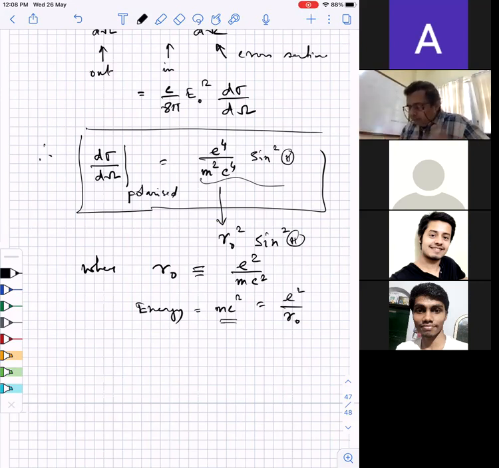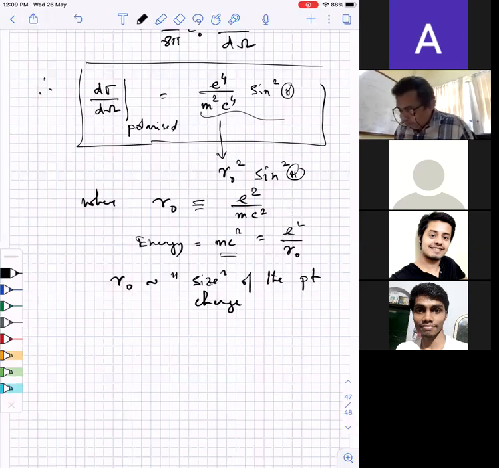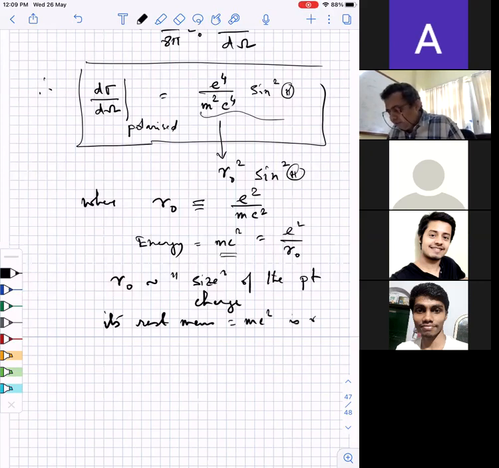So what is r0? It is like some size of the point charge. Point charge, of course, has no size, but I'm talking about size. And this mc squared is of electromagnetic origin over here, because mc squared is e squared by r, right? So its rest mass, which is mc squared over here, is of electromagnetic origin.